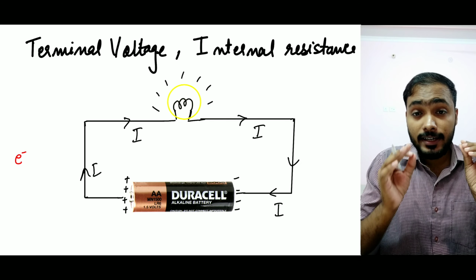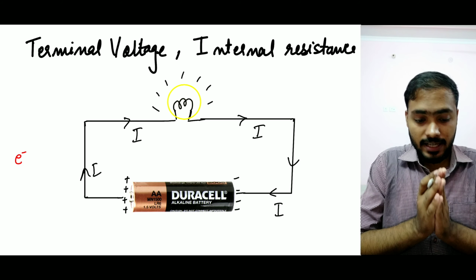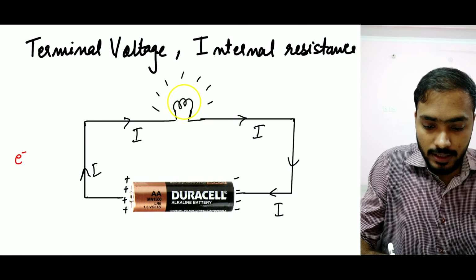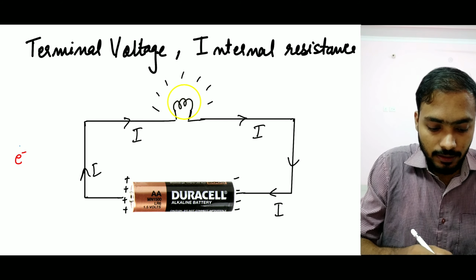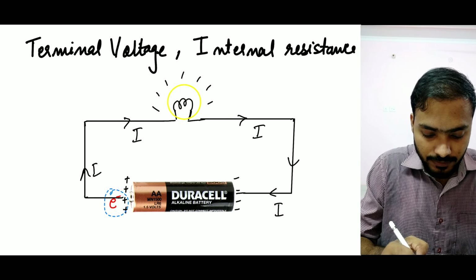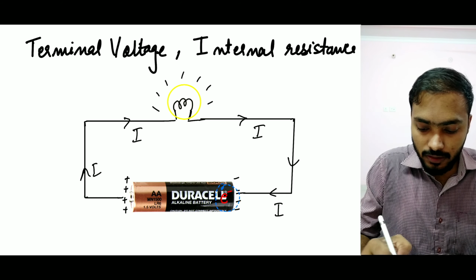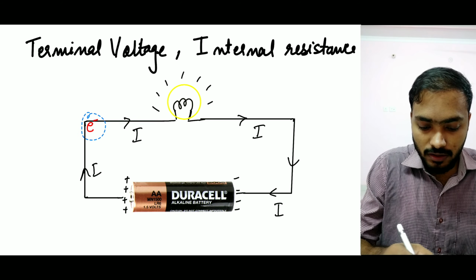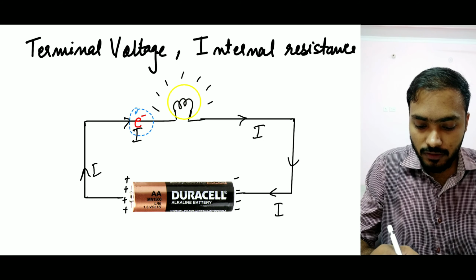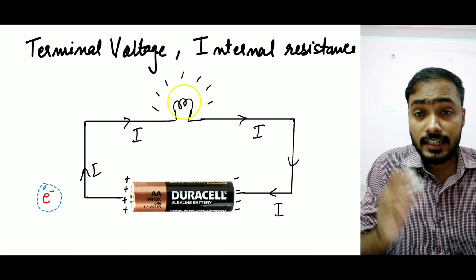Okay, now let's try to find out what actually happens here. Obviously if your current is flowing like that, then what is going to happen to your electrons? Electrons will be flowing in the opposite direction of that of your current. Can you guys see that? Yes or no? They will be flowing in the opposite direction of your current, right?